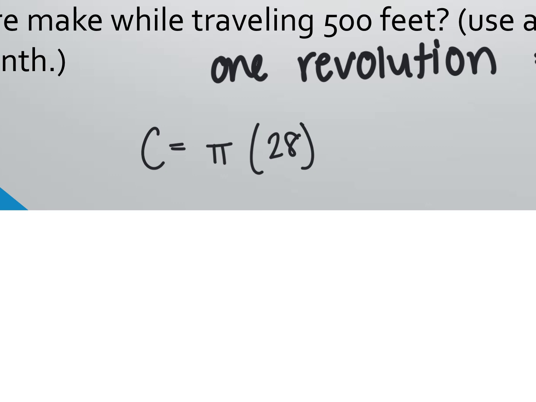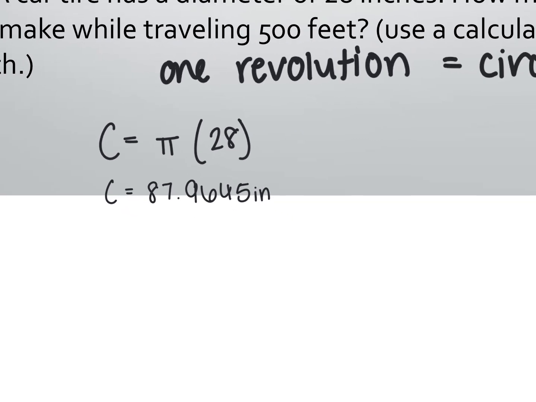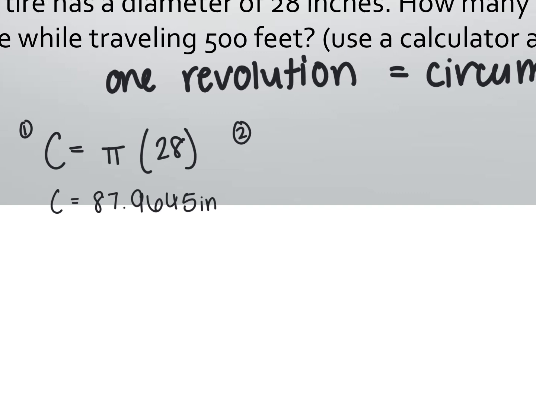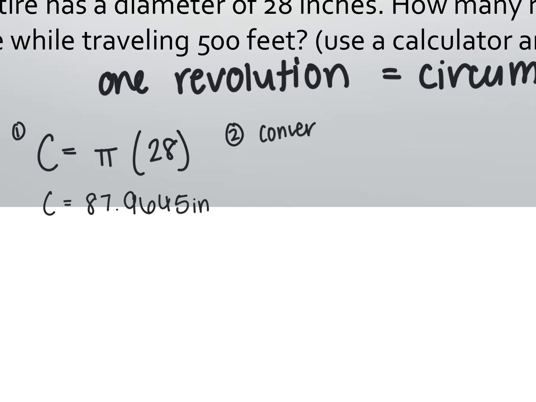is going to be, keep in mind I'm not rounding till the end. My circumference equals 87.9645. We'll just leave it at that. Keep in mind this is inches. How do I change this to feet? Okay, convert to feet. Divide by 12. Yeah, but I'm rounding my answer at the very end to the nearest tenth.